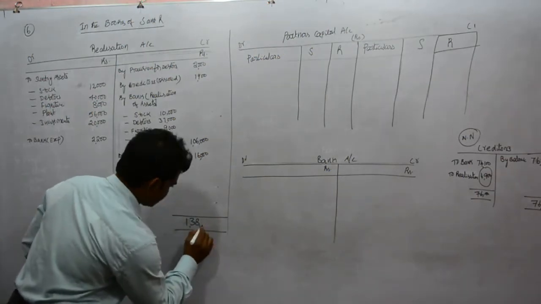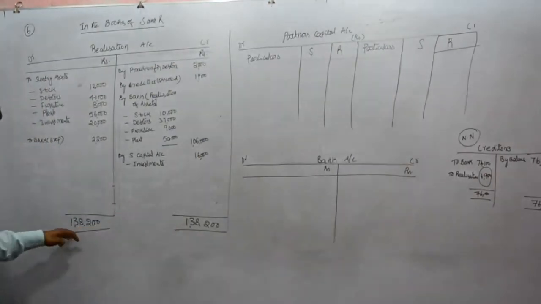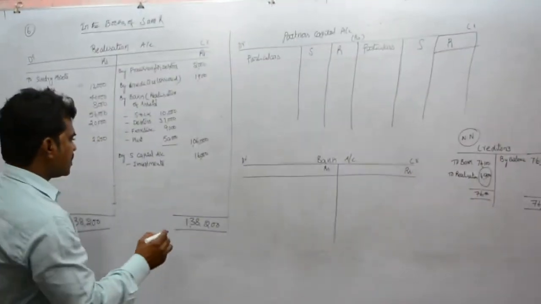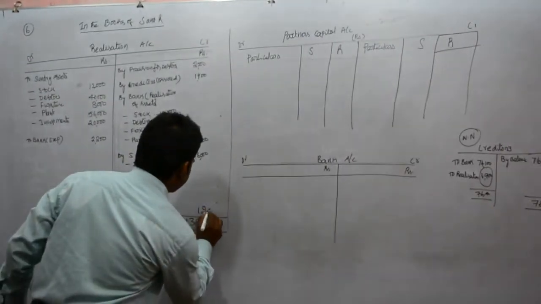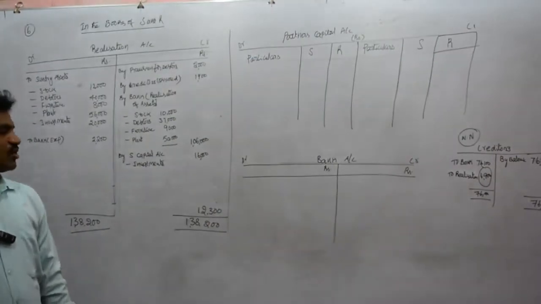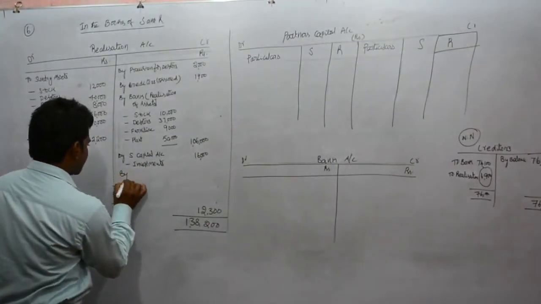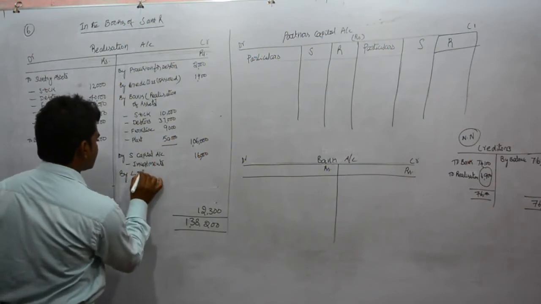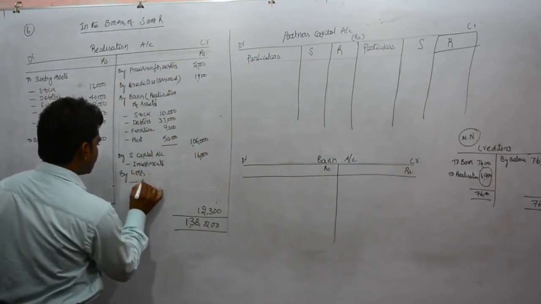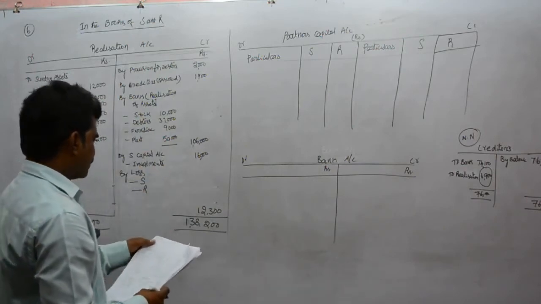1,38,200. The difference between these two accounts is, what is the value? The difference between two accounts is 12,300. See in our calculators, 12,300. That amount should be distributed to loss on realization to S and to R in the ratio of 3:2.